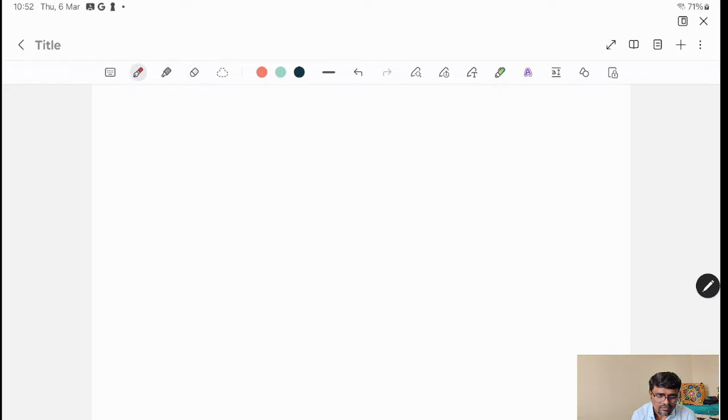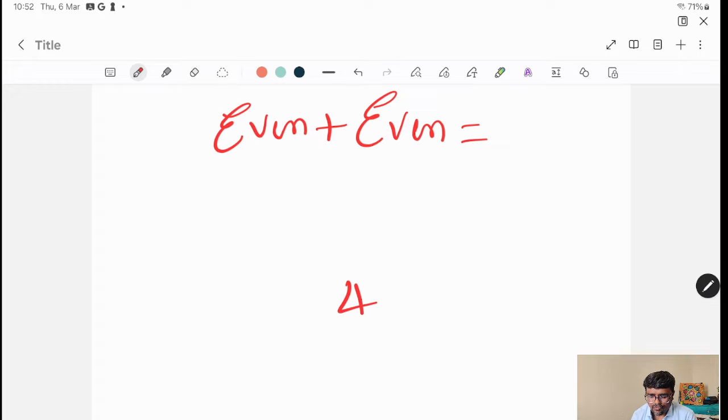This is very important for you. Many of the questions are based on this particular concept. You can choose any even number, and if you add another even number, let us say 4 is an even number and 6 is an even number, if I add these two even numbers, the result is always an even number. Even plus even is always even.